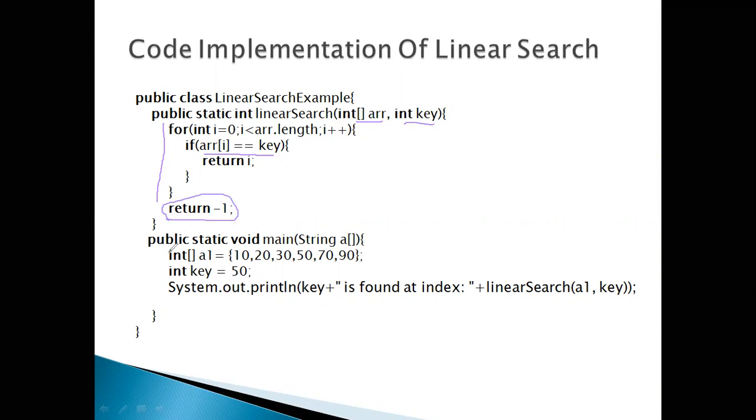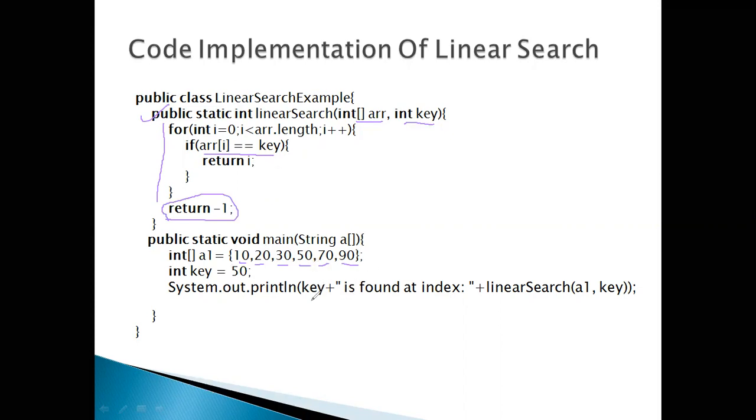Then we have declared our main method, public static void main. Here we have declared a one-dimensional array having elements 10, 20, 30, 50, 70 and 90. The key is 50, and then we pass this array as well as the key to the method linearSearch, and the value returned will be 0, 1, 2, 3. So this method will return the value 3.